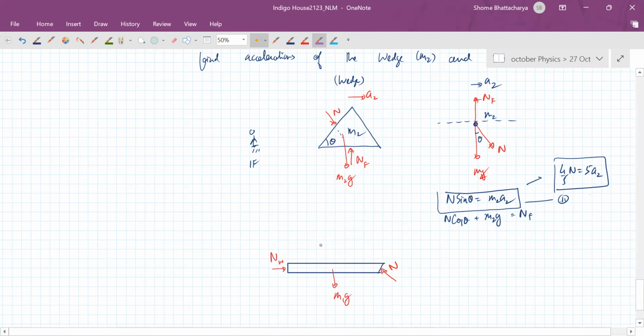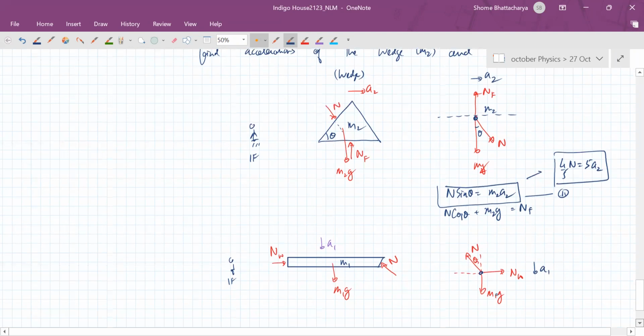And in the inertial frame, this is going down with an acceleration A1, so of mass M1. This is the inertial frame. So once again, you can see that when you draw the proper free body diagram with forces like this, see this angle is theta. This is accelerating downwards.